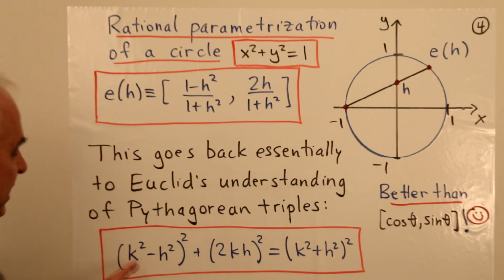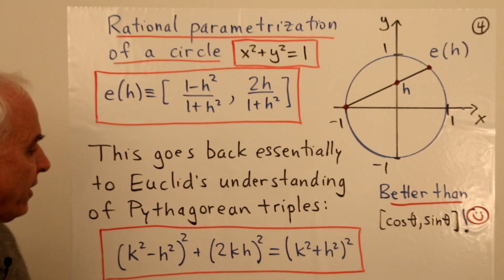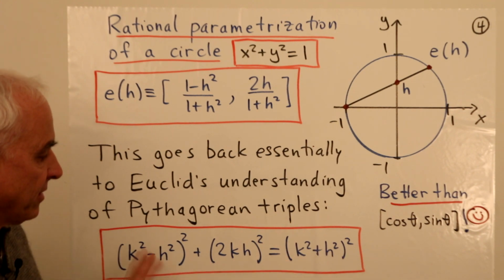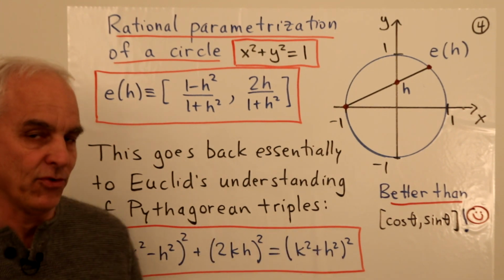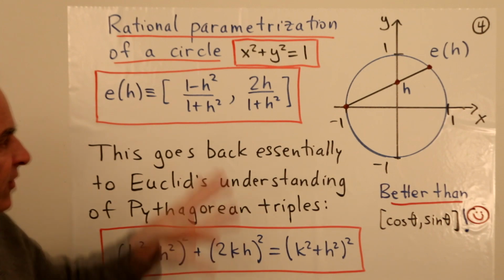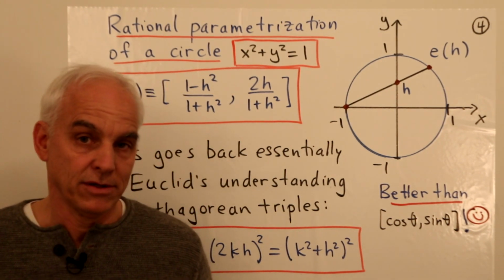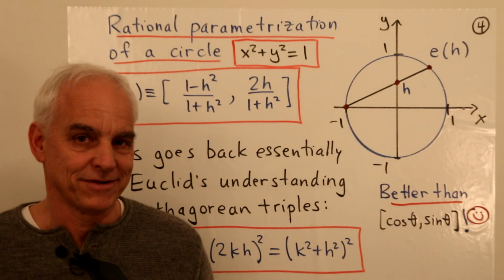And so if you set k equals 1, and then you basically have this relation here after you divide by this thing here to make this thing squared plus this thing squared equal to 1. Okay, so this is really going back to the ancient Greeks and to Euclid. So it is very important.